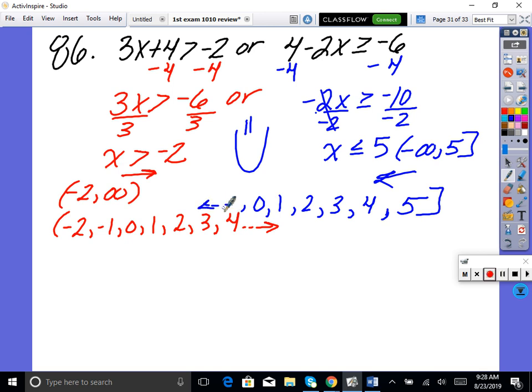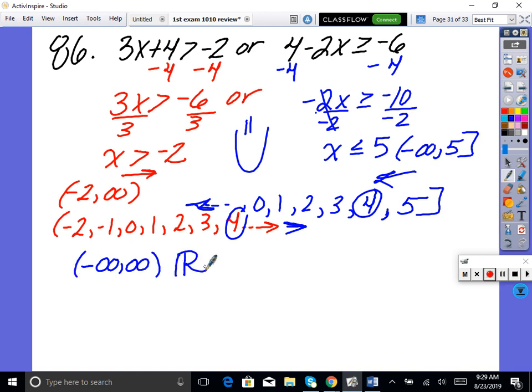Notice they are pointing in opposite directions. Now, if this goes to infinity and this goes to negative infinity, and there's no gap here, so look, we have overlapping values. We have a lot of overlapping values here. So with that being the case, our domain on this one has all overlapping values, so our solution is negative infinity to infinity, or all real numbers.